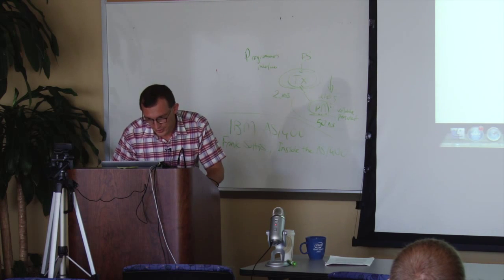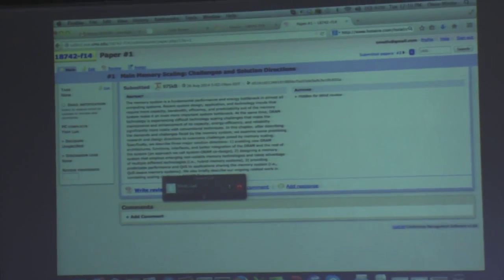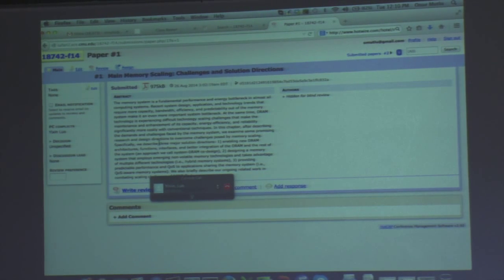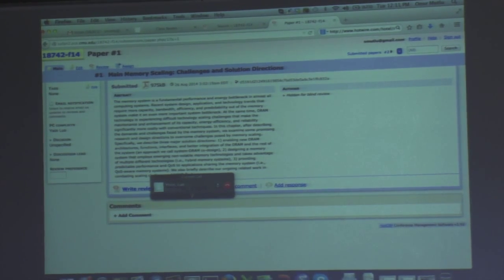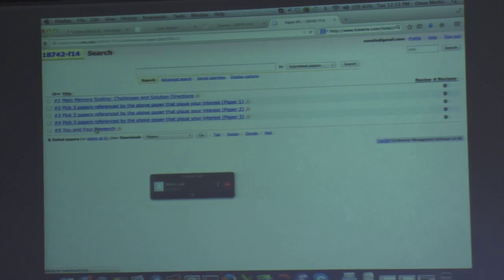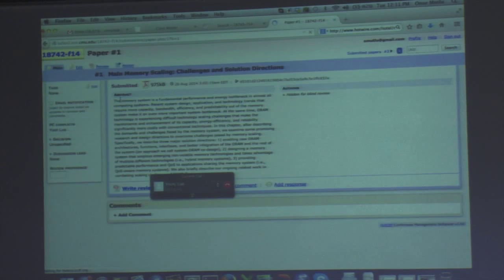Okay, if you go to submitted papers, paper one, we'll need to upload these papers differently. So you can write your reviews for this paper. Maybe the best way is actually creating accounts, and we should talk about this. The other paper that I'll assign is you and your research, so we'll actually give you a review form also.